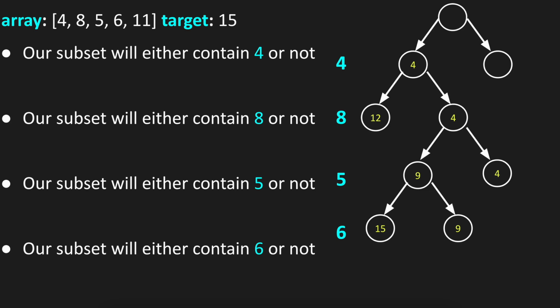In this case, for each element we are generating two possible options. So basically what we do is generate all possible subsets from an array, and we do that using recursion. At each step we are either including our element or we are not including it.